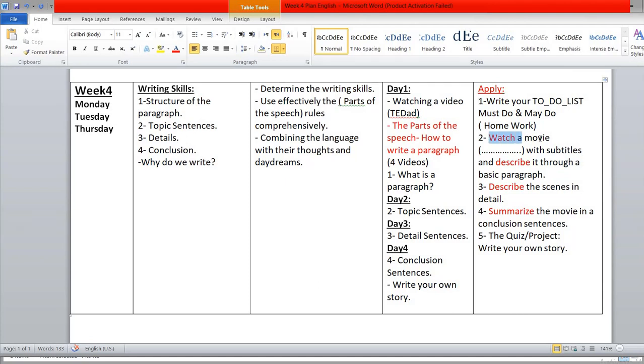I'm going to ask you to watch a specific movie with subtitles. We would agree together on which movie you would like to watch. We will vote over that. And describe it through a basic paragraph. Okay? We could exactly know how to describe the scenes and details for the second or the third day for your homework. And number 4, to summarize the movie in concluding sentences.